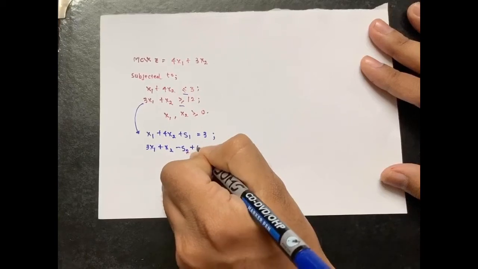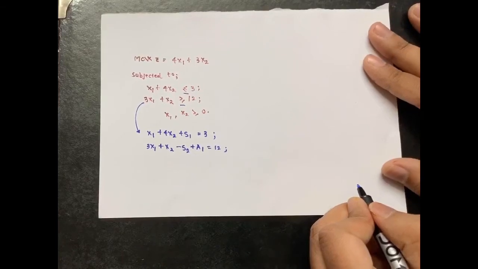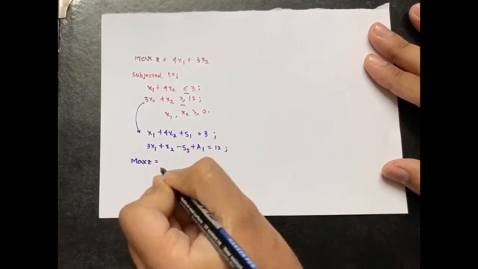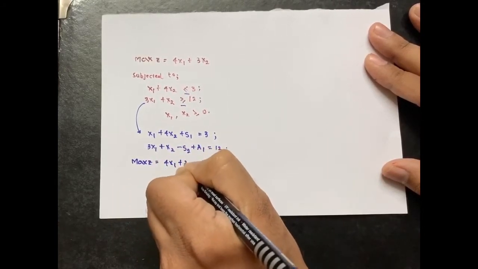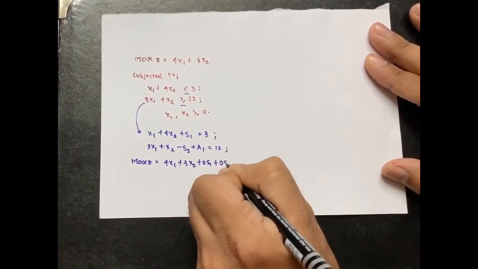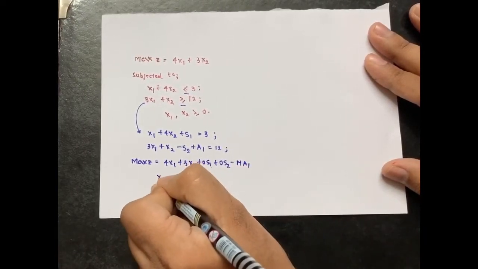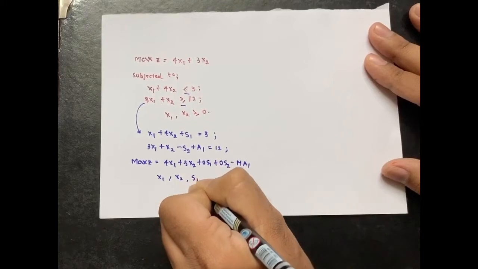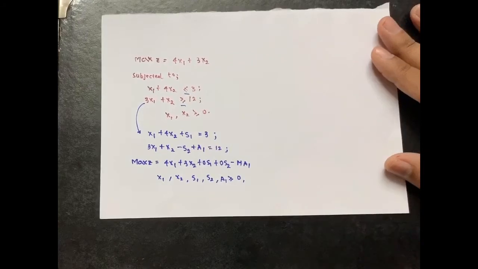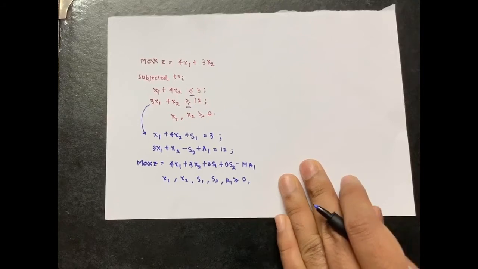Hence we require to add one more extra artificial variable when we have a greater than or equal to type inequality. If I write my objective function again, it will be max z = 4x1 + 3x2 + 0s1 + 0s2 - M a1, with x1, x2, s1, s2 and a1 greater than or equal to 0. With this information, I begin my simplex table.